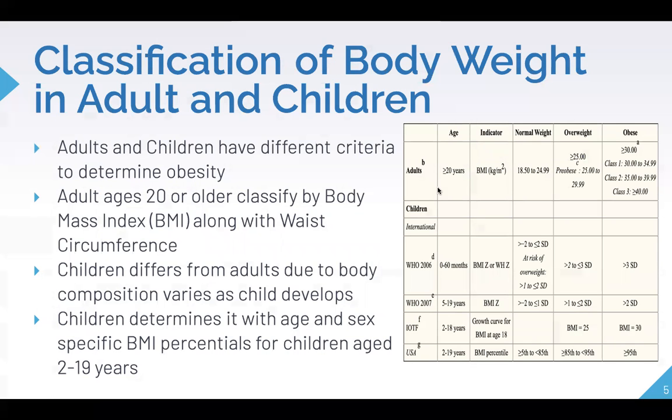And then this slide is about the classification of body weight in adults and children. The classification between adults and children differs because children's body develops over time. So the adults' criteria are determined by BMI, the body mass index, which is the body weight in kilograms divided by height in meters squared, along with the waist circumference, which is a measure of abdominal adiposity. Children are determined by the age and sex-specific BMI percentiles for age 2 to 19. And on the right shows a chart of BMI and percentiles.